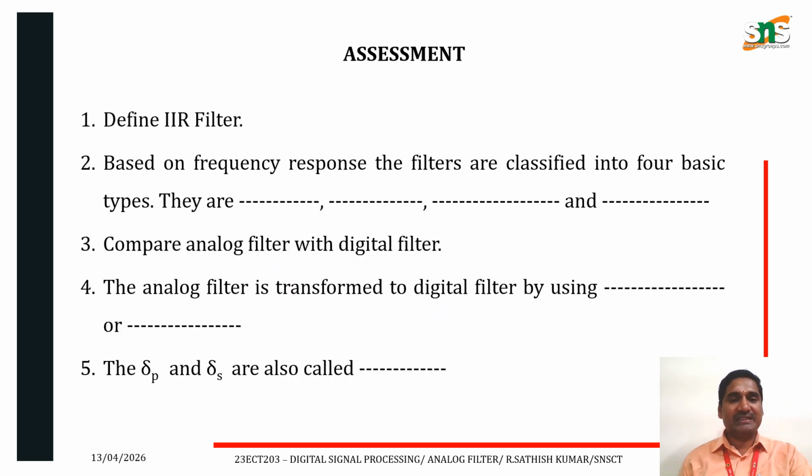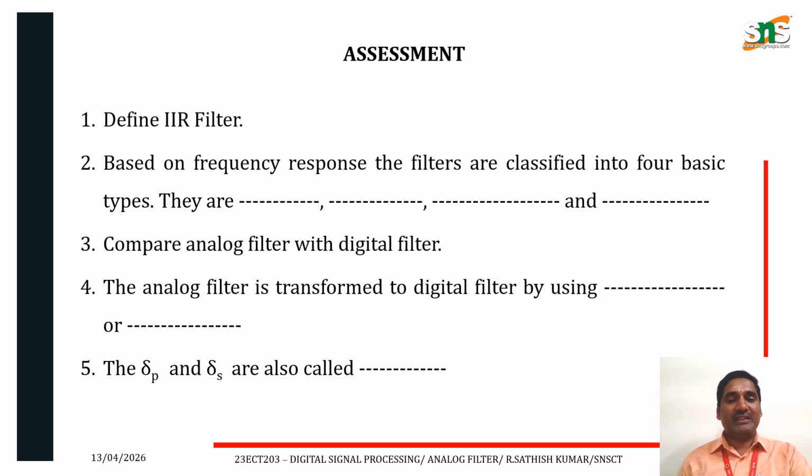Next we are going to see the assessment. Define IIR filter. The filter designed by considering all the infinite samples of the impulse response is called an IIR filter. Based on the frequency response, the filters are classified into four basic types. They are low pass filter, high pass filter, band pass filter and band stop filter.